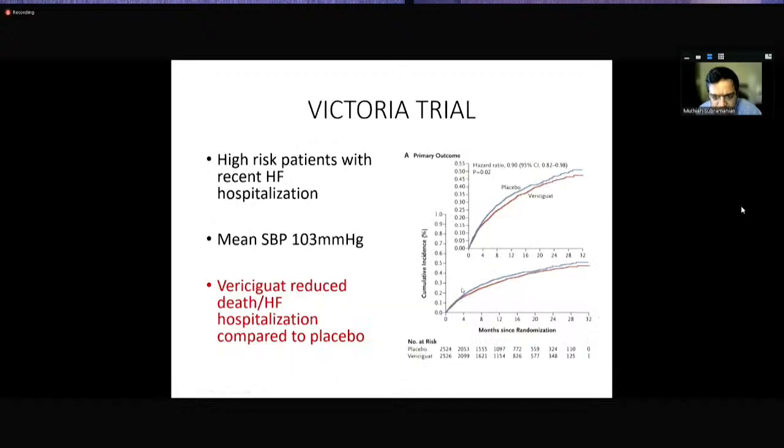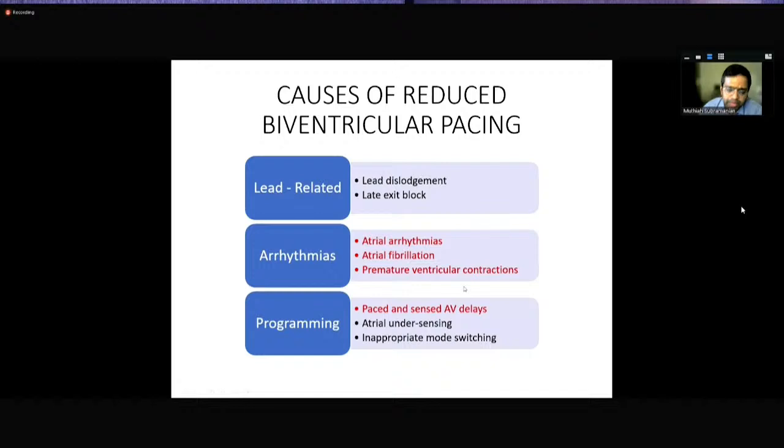In these kind of patients, when you lose biventricular pacing, you are actually losing the effect of heart failure therapy for these patients. So the most common reason for reducing your biventricular pacing is usually underlying atrial or ventricular arrhythmias, or a change in your paced and sensed AV delay.